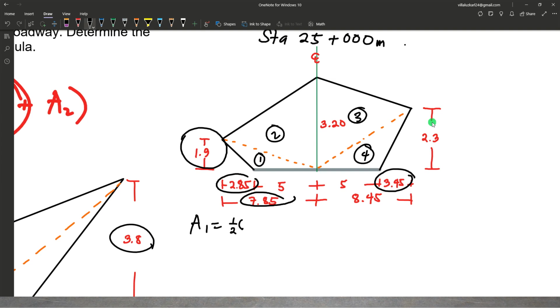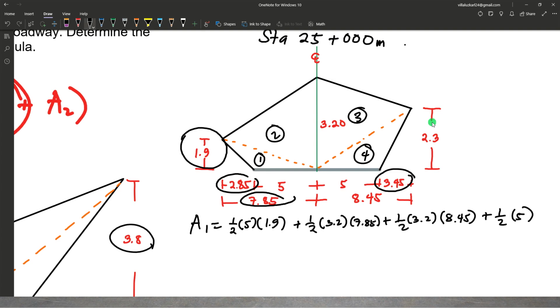For the first triangle, we have 1 half, base 5, height 1.9. Second triangle, 1 half, base is 3.2, height is 7.85. Third triangle, 1 half, base is 3.2 again, and height is 8.45. Fourth triangle, 1 half, base is 5, and the height is 2.3. The area 1 is 36.58 square meters.